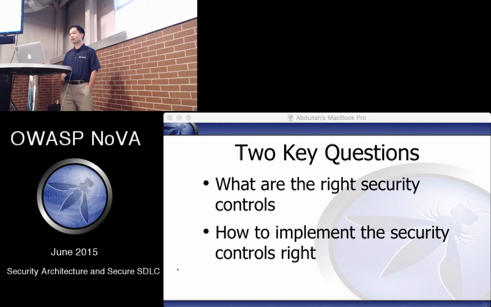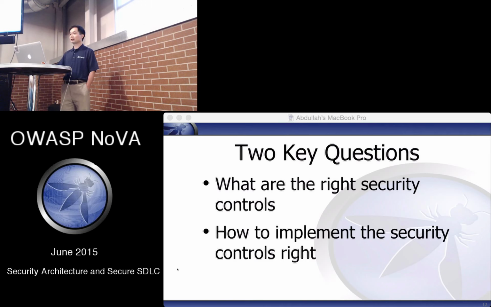If you build a wrong control, then you waste your effort. If you miss a control that you need, then all bets are off, basically. But even if you identify the right control, you want to build it right. If you build it improperly, for example, some people try to build a crypto from the ground up, that would be a major mistake, because it's very hard. So building it right is very important. Both are very important.